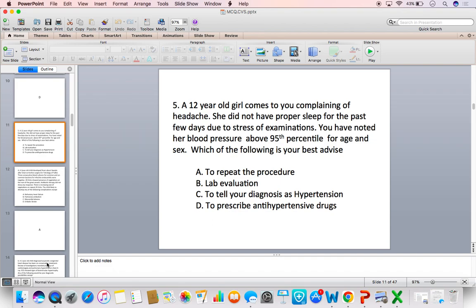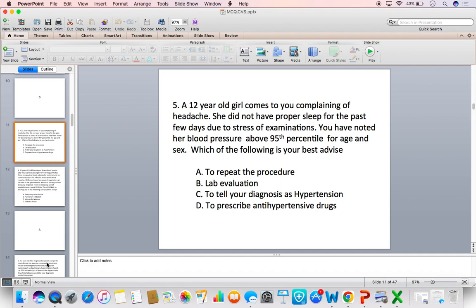Are you going to prescribe antihypertensive drugs? Are you going to disclose the diagnosis as hypertension? Are you going to subject the child to lab evaluation? Or do you want to repeat the procedure? Which is the right answer? Obviously it is A is the right answer.